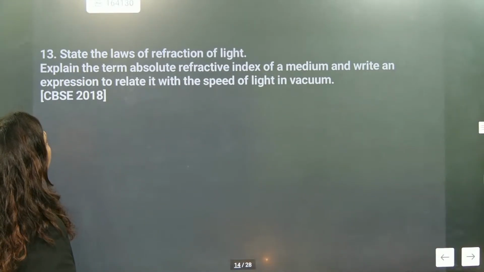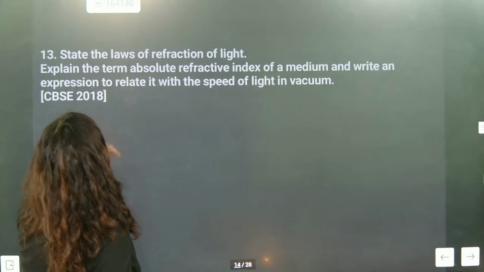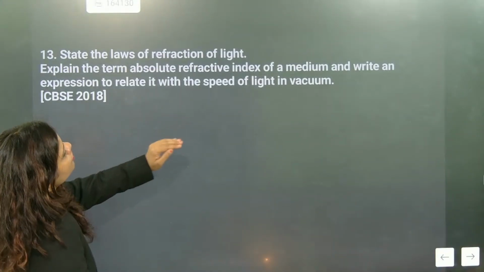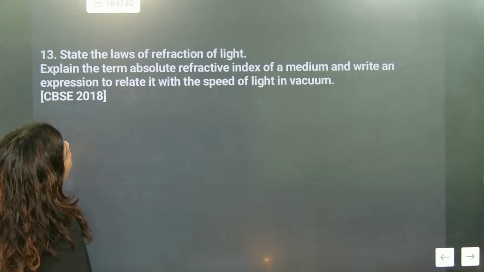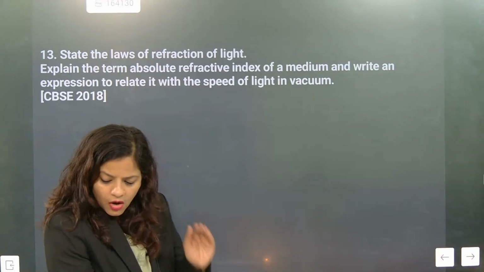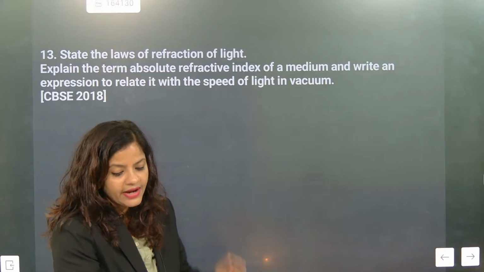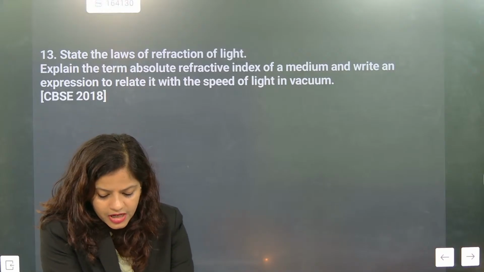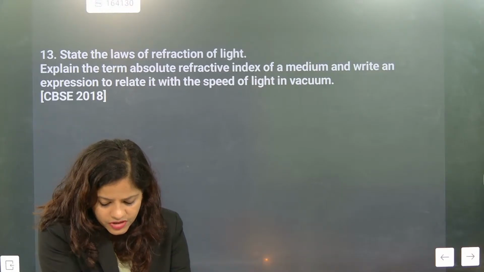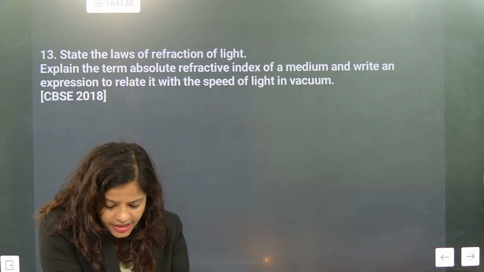Now go for the next question: state the law of refraction of light. Explain the term absolute refractive index of a medium and write an expression to relate it with the speed of light in vacuum. How you are going to relate and write this is very, very important. Come on, I want to check your answers. If it's possible, can you send me the answers, please? Just write and send me the answers.